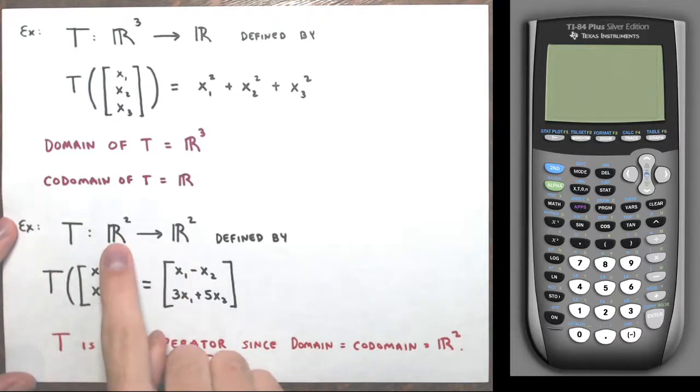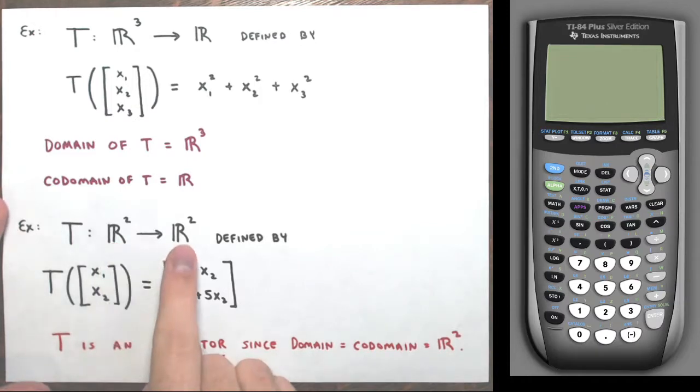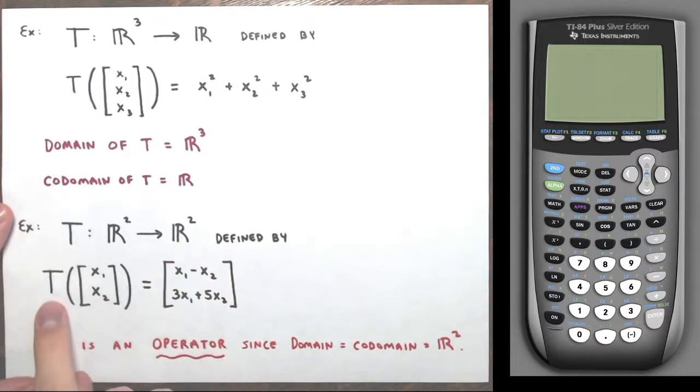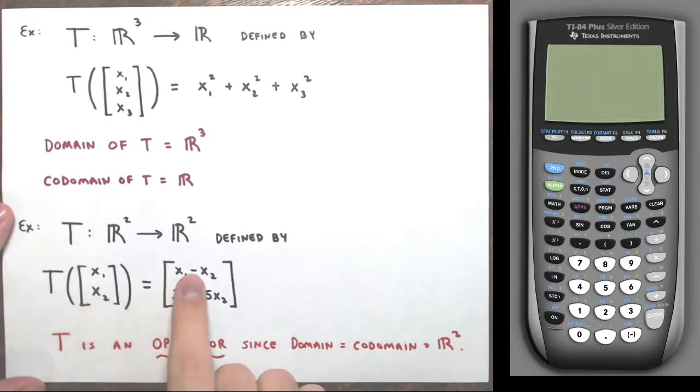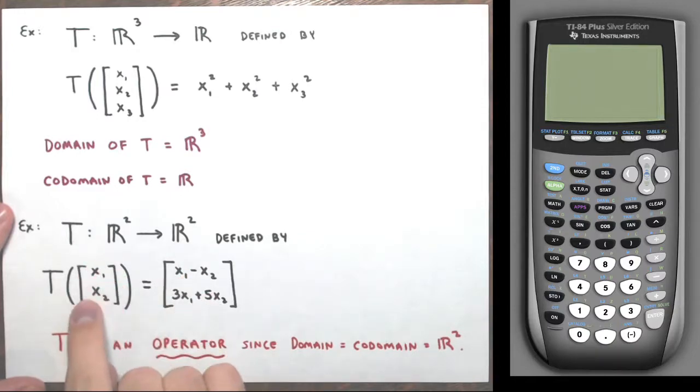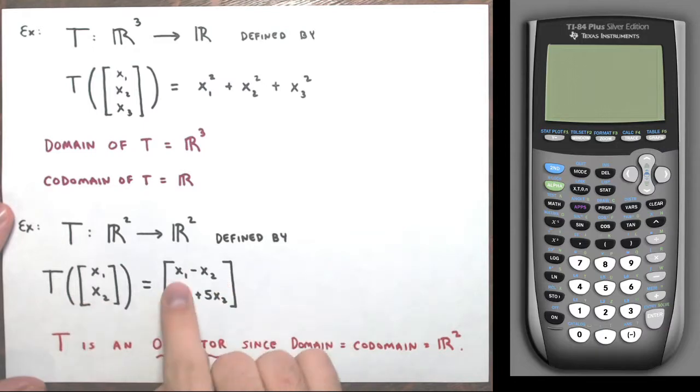All right, another example, T from, say, R2 to R2. My inputs come from the set of vectors with two components, and my outputs also come from the set of vectors with two components. The rule for this is, say, T of x1, x2 equals a vector with two components, where the first component is x1 minus x2, and the second component is 3x1 plus 5x2.